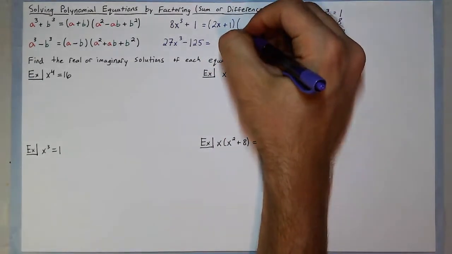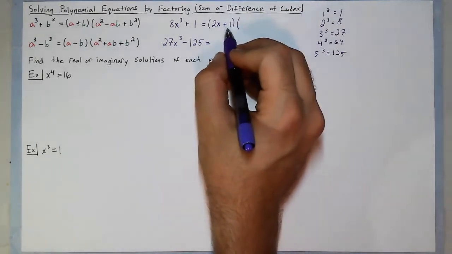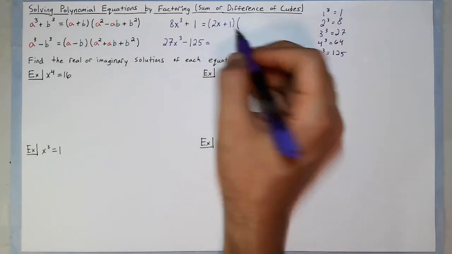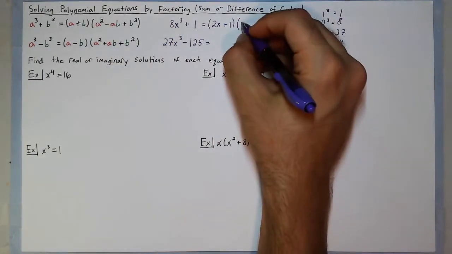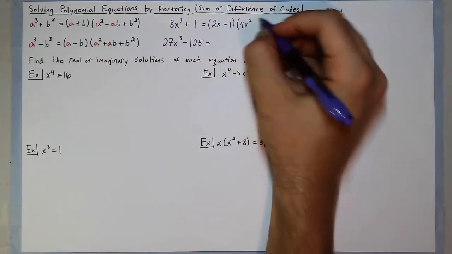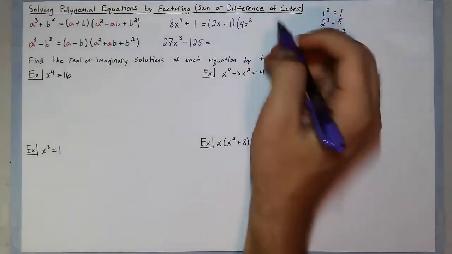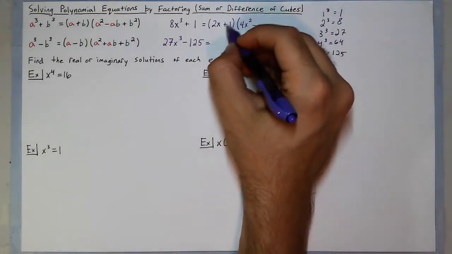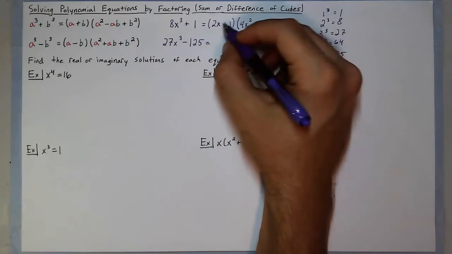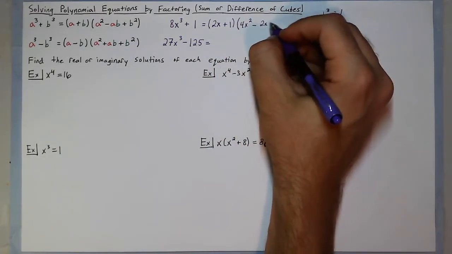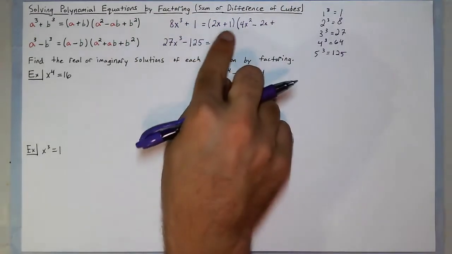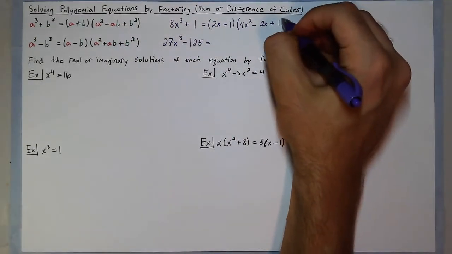Now, for the other factor, you're going to use those two numbers we just found, 2x and 1. First you'll square the first number, so 2x squared would be 4x squared. And then you'll subtract, the opposite sign of what you just did here, the two terms multiplied together, so 2x times 1 is 2x. And then you'll always add the second term squared, so 1 squared is 1.